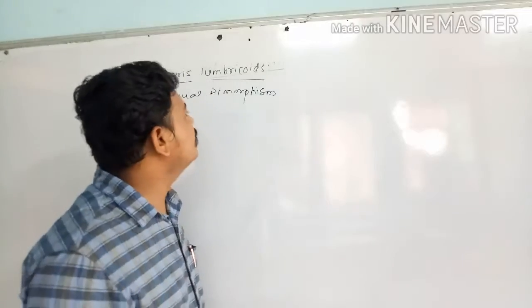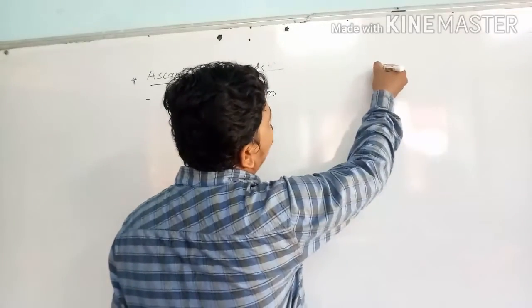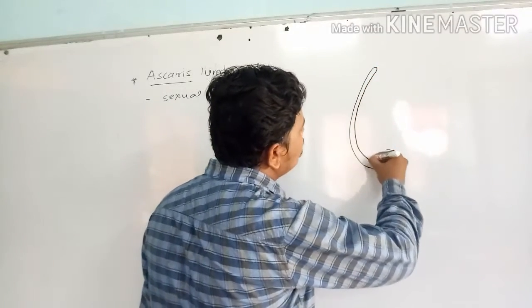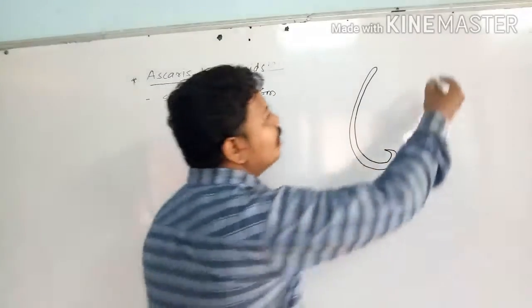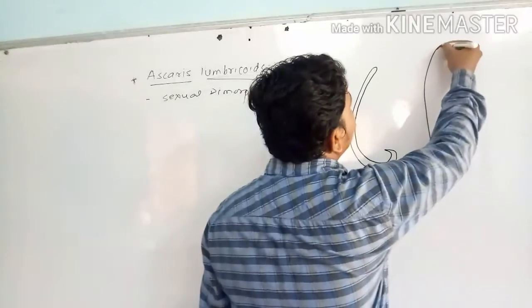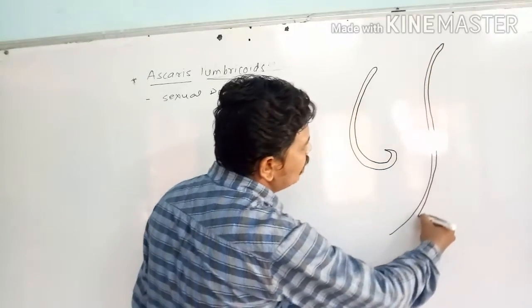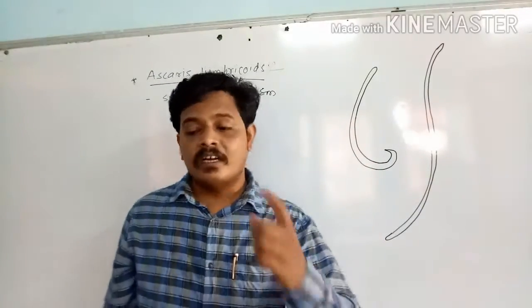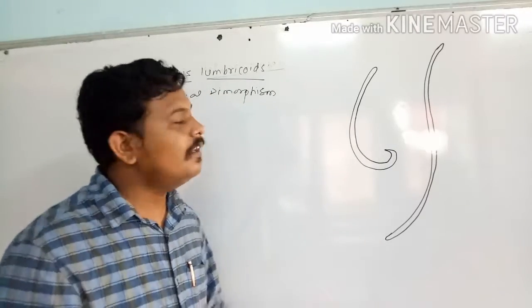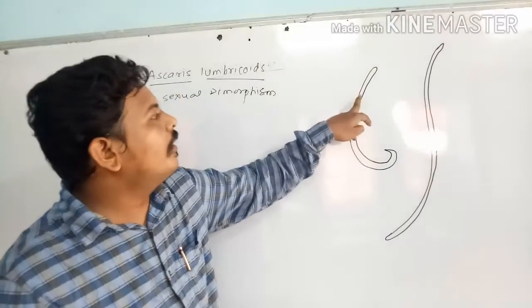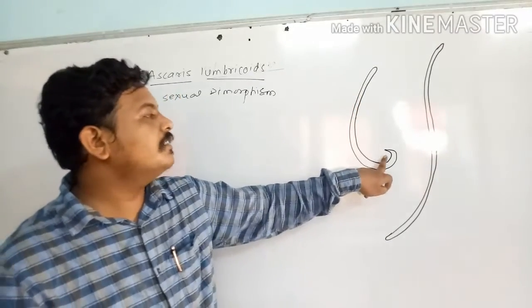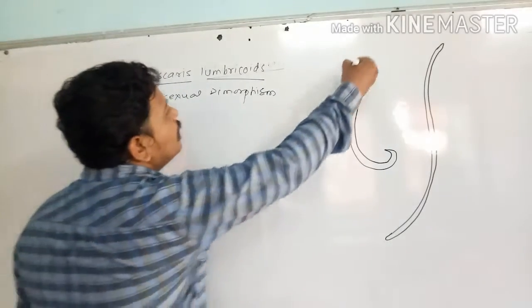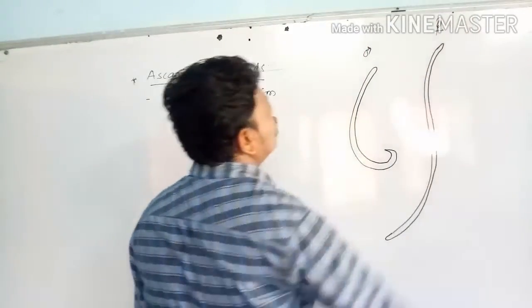In Ascaris lumbricoides, these worms have male and female separate. Now the males are generally short and one end is curved like this. Males look something like this, with one end curved, and females are generally longer than the male worms. So this is the female Ascaris lumbricoides, and this is the male. How can you find out who is the male and who is the female? You can easily find out: the male Ascaris has one end curved, and the female is long and cylindrical.